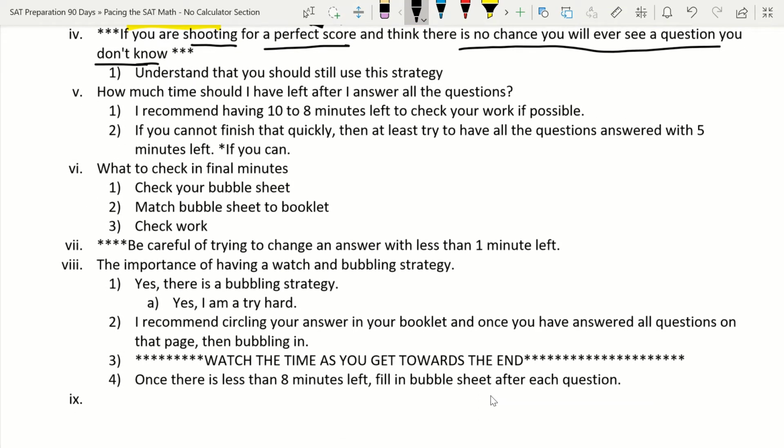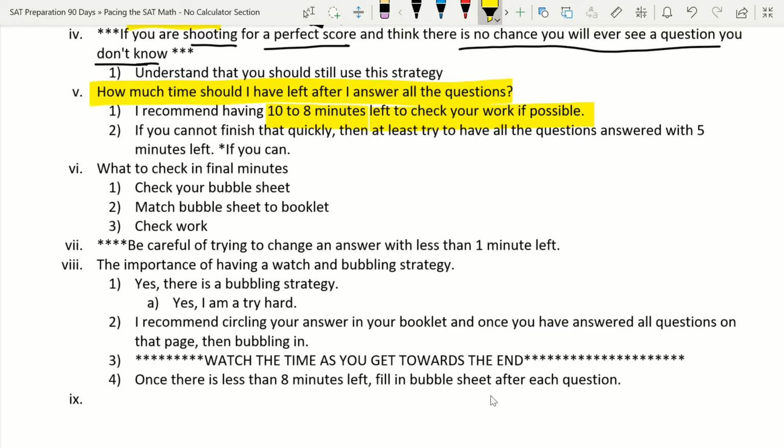All right, so how much time should you have left after you answer all the questions? Let's say that you've answered all your questions. About how much time should you have left to check your work? In my opinion, I recommend having 10 to 8 minutes left to check your work if possible. If you've got anywhere from 8 to 10 minutes left to go back through and make sure that all your answers are correct, then that's going to be really ideal for you, especially if you're shooting for anything above 1400, in my opinion.